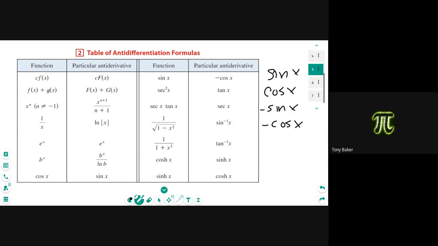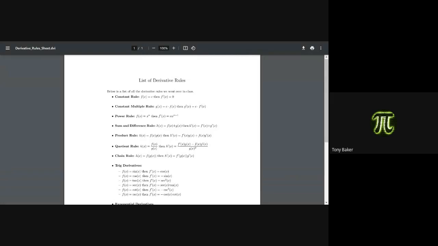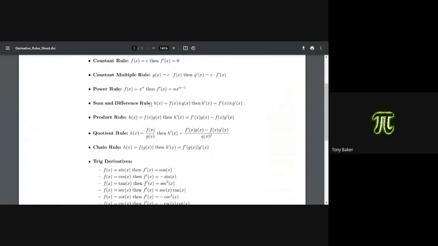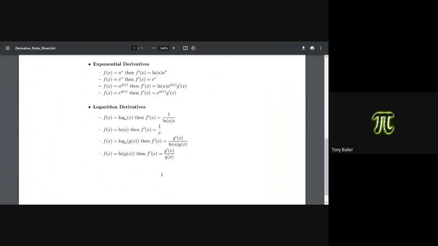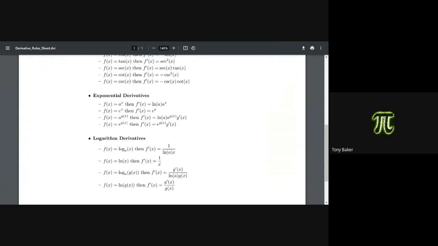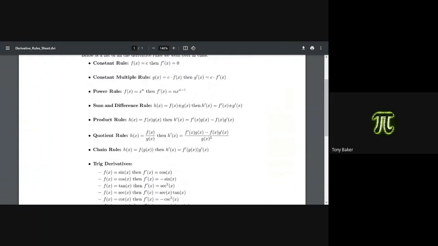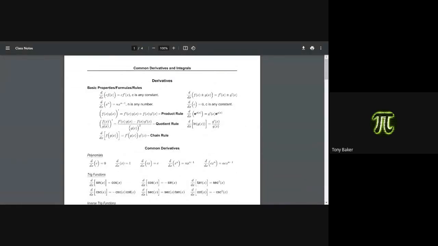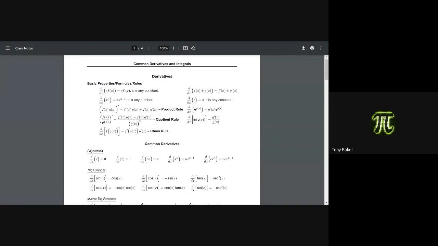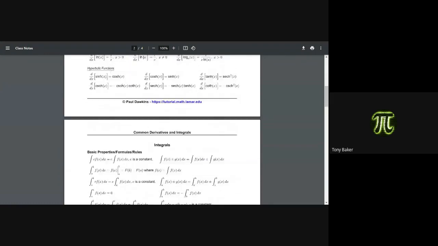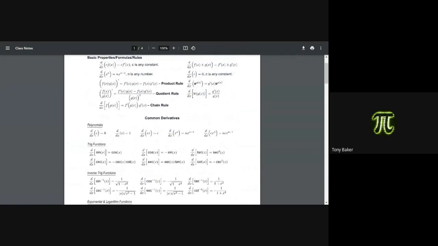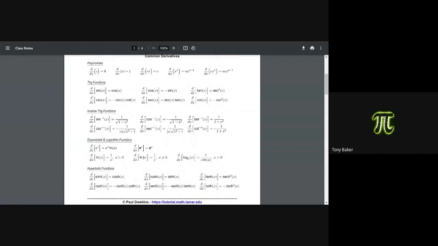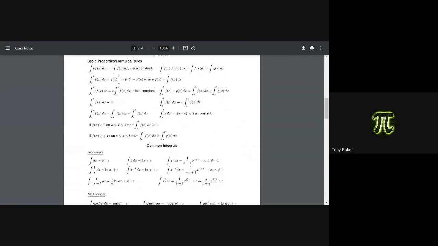All right. So here, this is a list of derivative rules. One page. Okay. That's the list of derivative rules. So he's got some derivatives up here. So he's got all, here's the list of derivative rules. It's one page, right? Here's a list of integral rules.